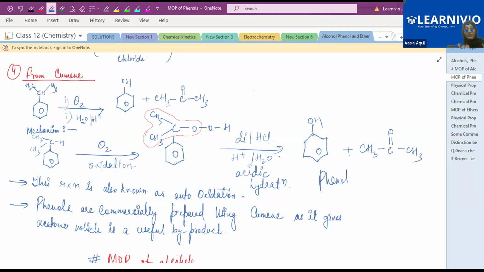And why is this reaction from cumene important? This is an important reaction, mark it as important. Because commercially, phenols are prepared by using this method, since it gives a useful byproduct, which is acetone. So that's why it is important commercially. Clear to everyone?